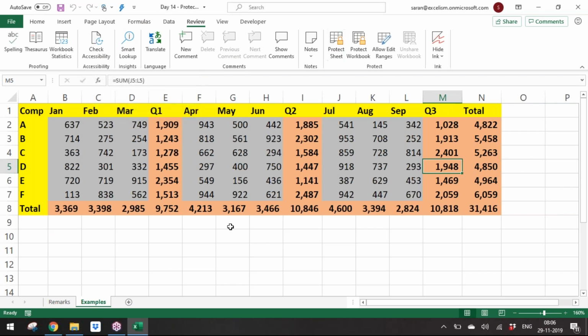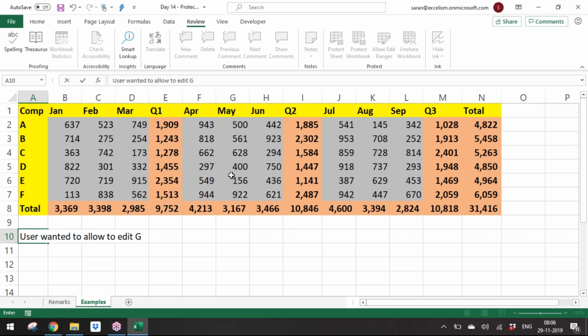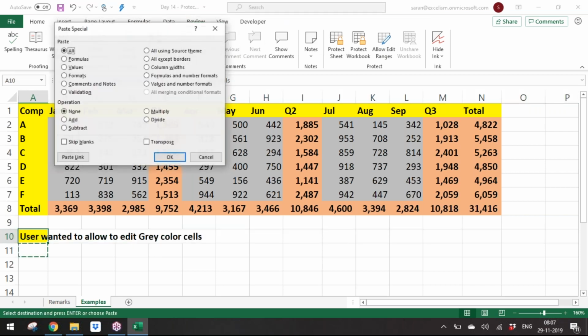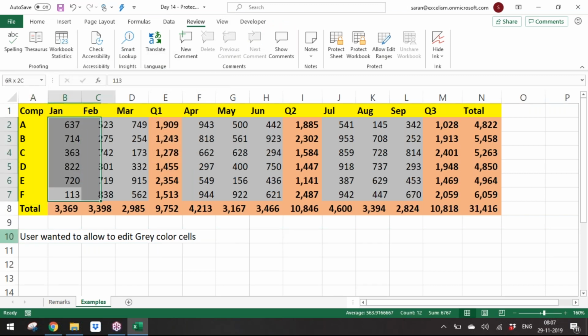Now what is my target? I want to allow the user to edit the gray color cells. That means these are the cells, all of these are the cells where I want to give access to the user. He can go and change whatever he wants. Even with the protection on, he can do whatever he wants here.